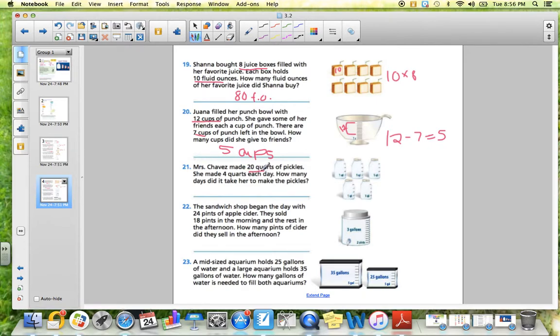So she made 20 quarts, and she made 4 quarts each day. So we know that each one of these bottles represents 4 quarts, and we have 20 altogether. So our group size is 4, so let's divide by 4 and find our answer. And it is 5 days.